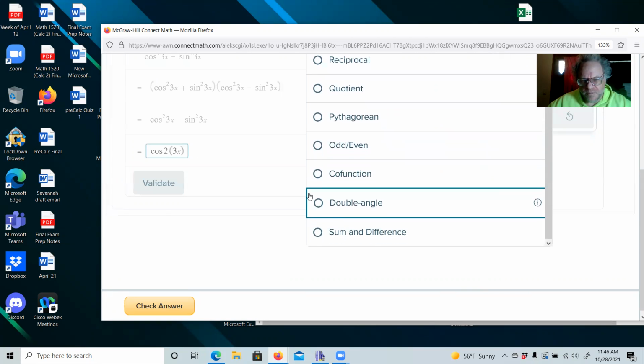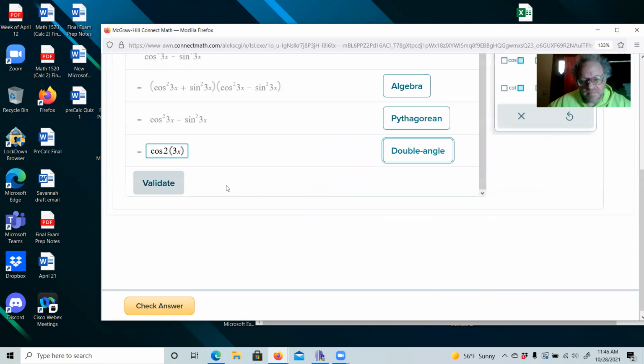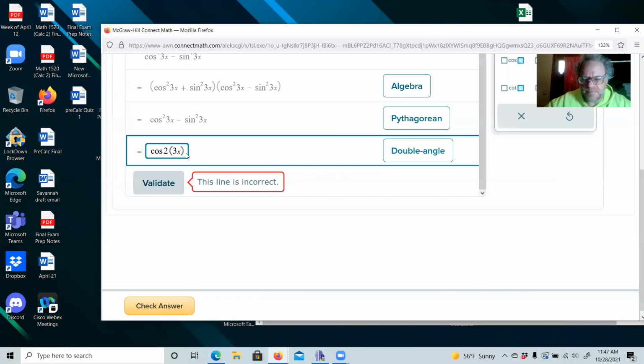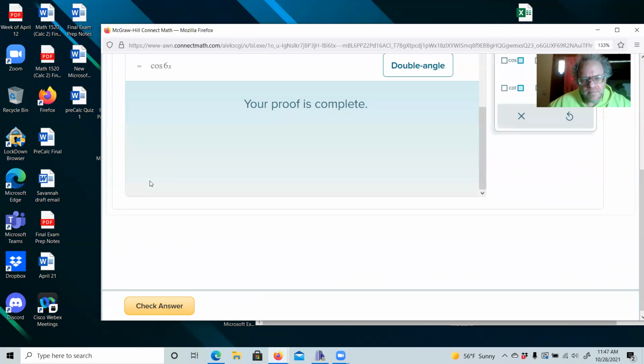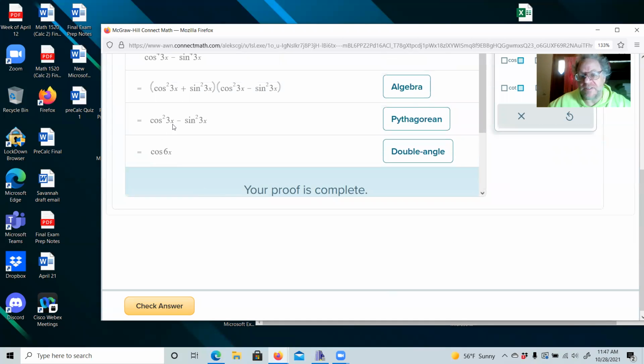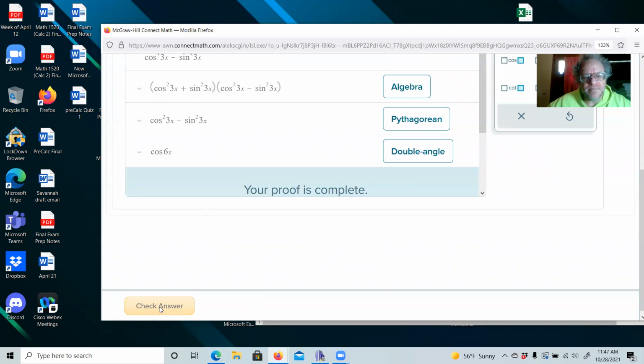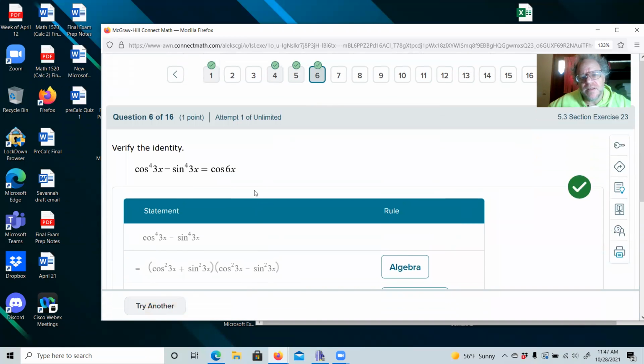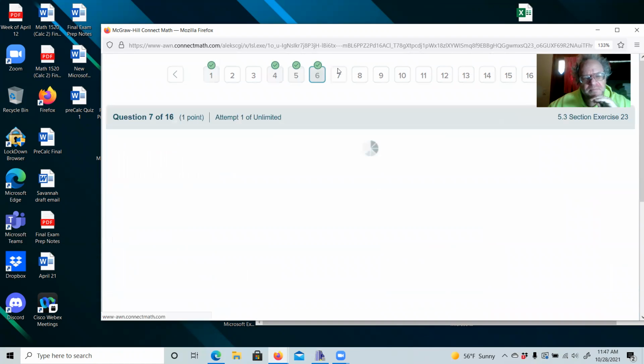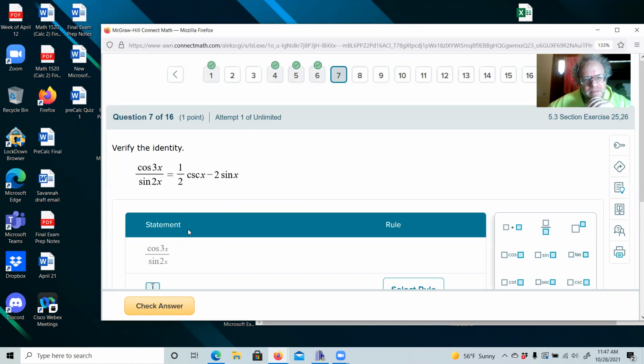Next rule, we're going to say double angle formula. My fingers are crossed. Didn't like it. 6x, double angle. Proof is complete. Didn't have to do that step. Okay, great. Check answer. Ta-da. So those are a lot of fun.